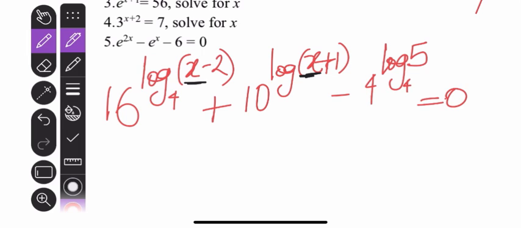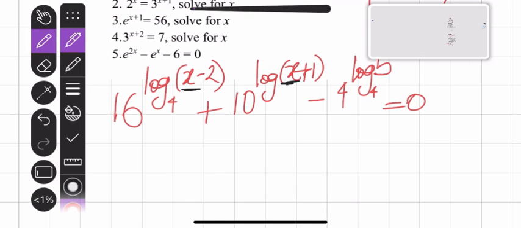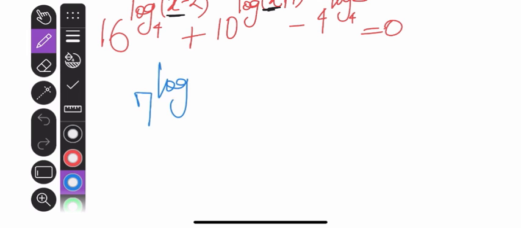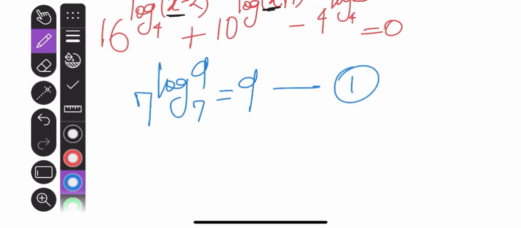So first, suppose we have 7 from the law. I just want to assume a number. Let's assume 7 to the power of log 9 base 7 equals 9. We are certain that this expression is going to equal 9. Let's call this equation 1.